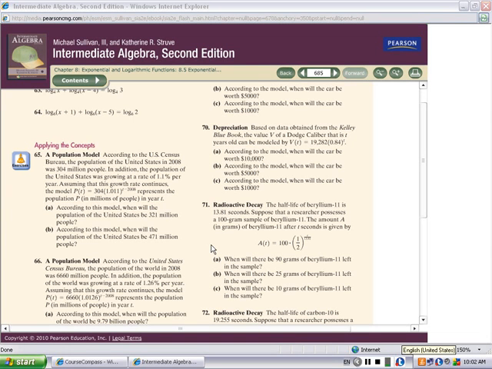So in 2013, the population will reach 321 million. I want to tell you, actually 8.5 probably is the easiest type of word problem, because they always tell us what the model is, and most of the time the model is exponential growth. Then you just need to take the log of both sides and solve it.